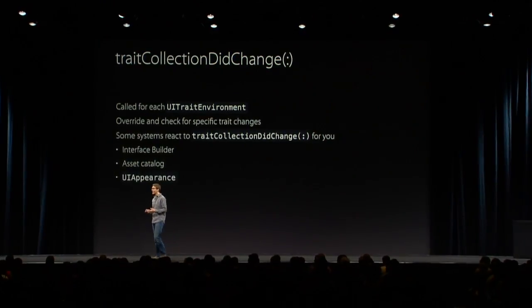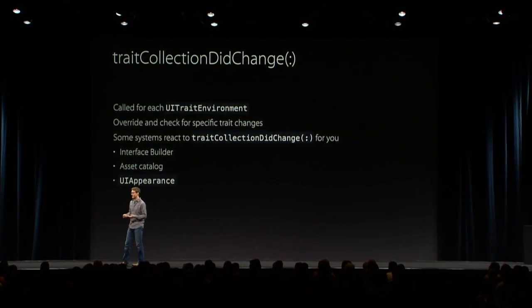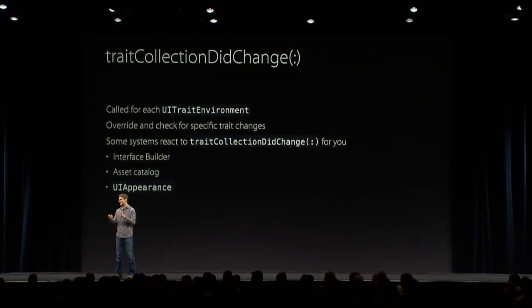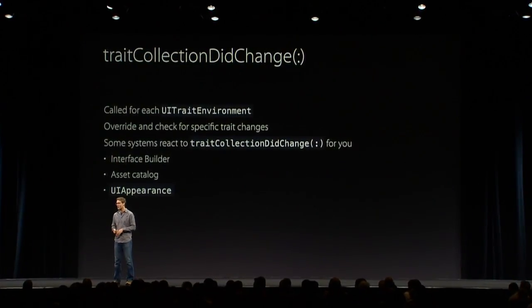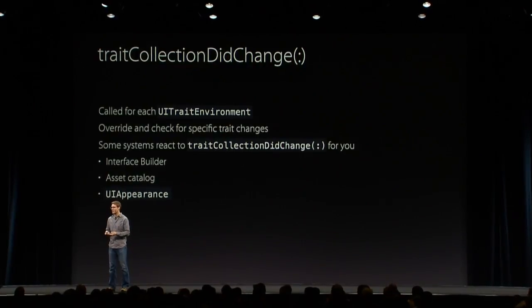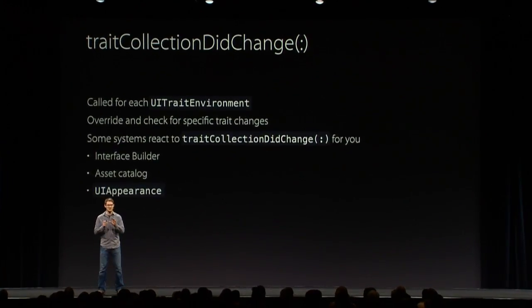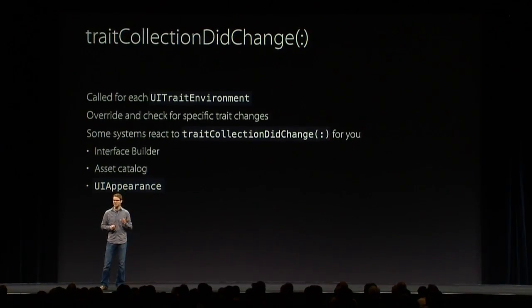And then finally, UI appearance can also be customized per trait collection. So you could, for example, set up different color schemes for light and dark mode on Apple TV, and those changes will, again, automatically be applied in trait collection did change for you. So you really want to take advantage of these systems that respond to this for you, because it allows you to be very declarative about how you want your interface to react and to adapt. And it makes it really easy to follow and maintain.